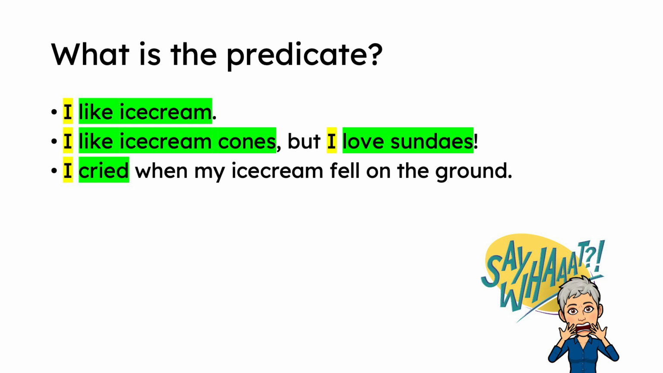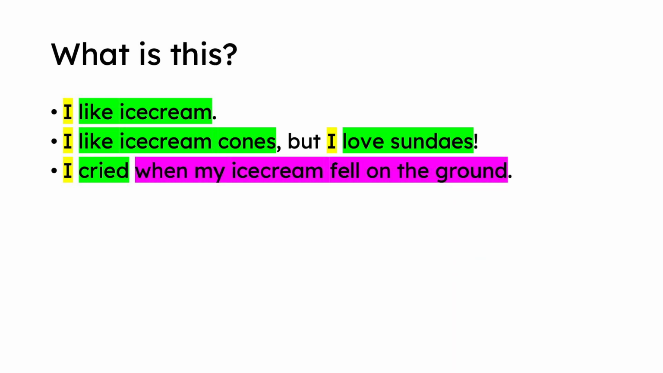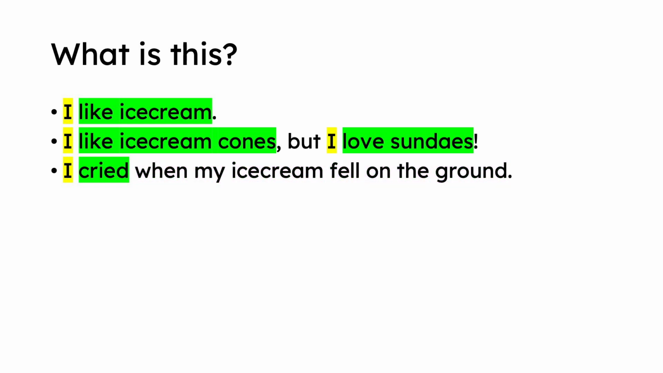Now, did you notice that there are a few words I haven't highlighted? Let's look at the last sentence. I cried when my ice cream fell on the ground. Is there another subject? Yeah, my ice cream is the subject. Fell on the ground is the predicate of the second part of the sentence.